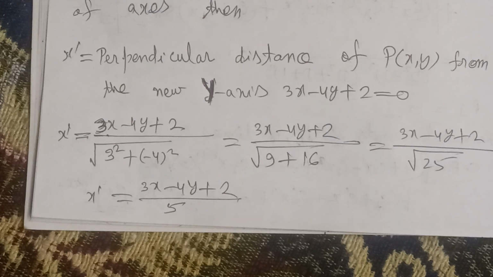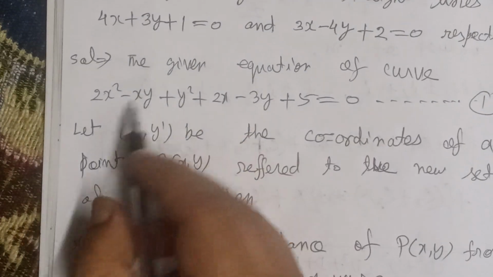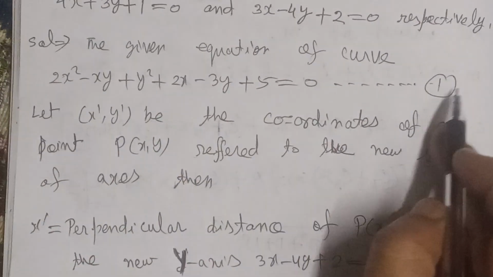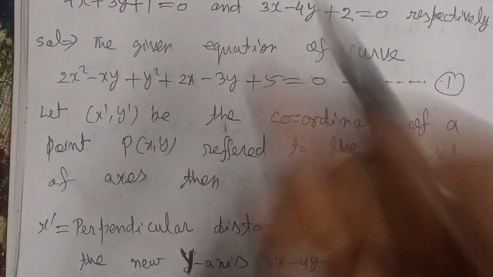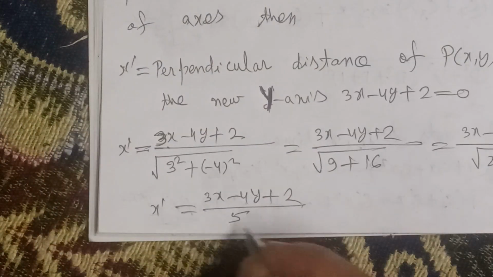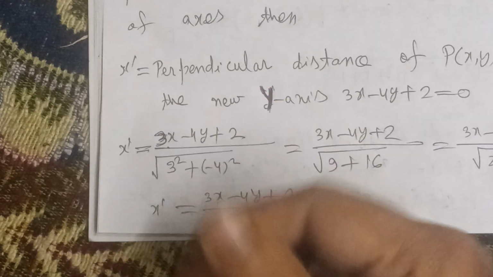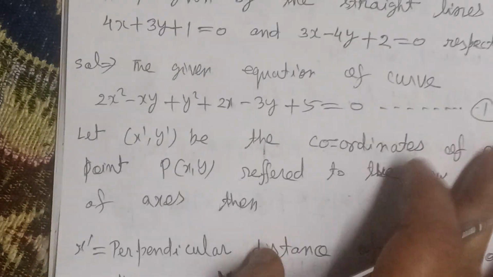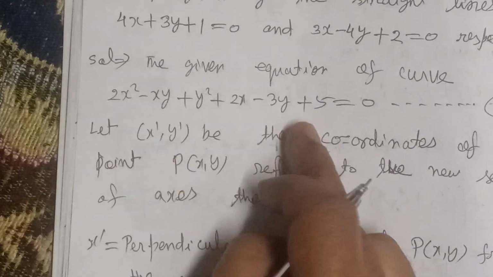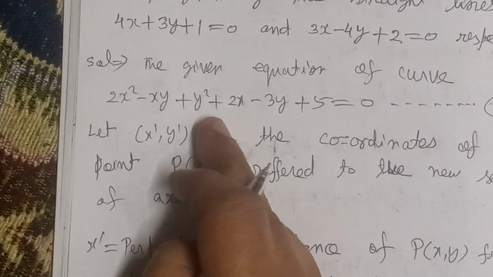I want value of x and y in terms of new coordinate system, so that I put this value in equation 1, so that this equation transforms in new coordinate system. I want value of small x and y in terms of x dash y dash, means new coordinate system, so that we can change this given equation in new coordinate system in x dash y dash.